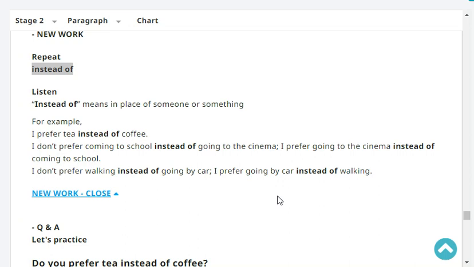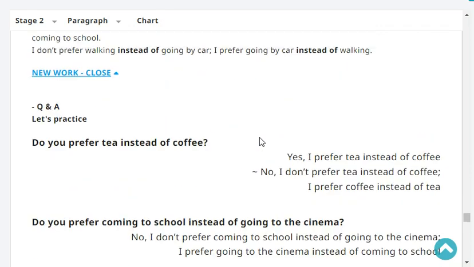I don't prefer coming to school instead of going to the cinema. I prefer going to the cinema instead of coming to school, watching Mario Brothers. I don't prefer walking instead of going by car. I prefer going by car instead of walking. Actually, I prefer to walk also.